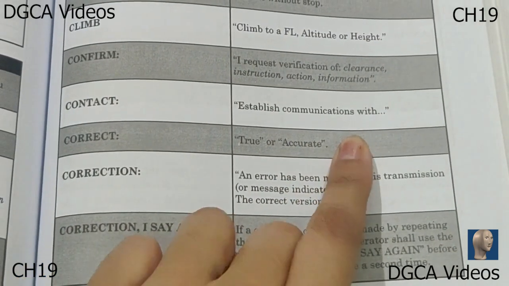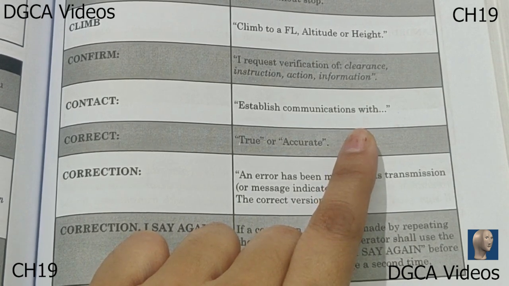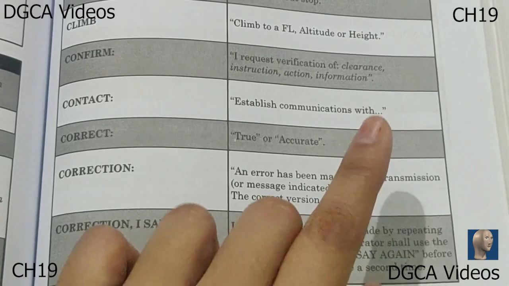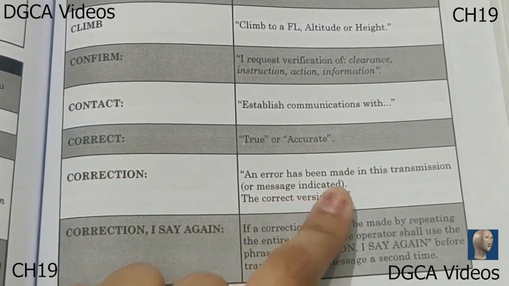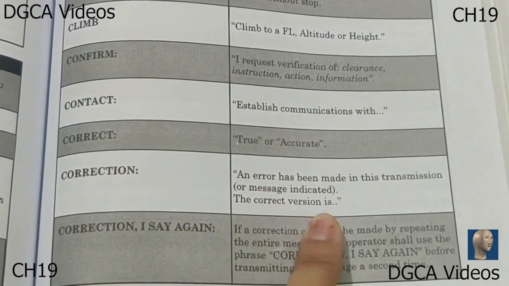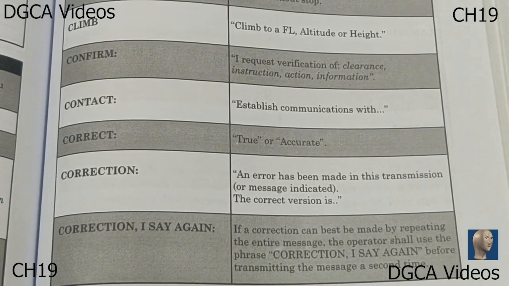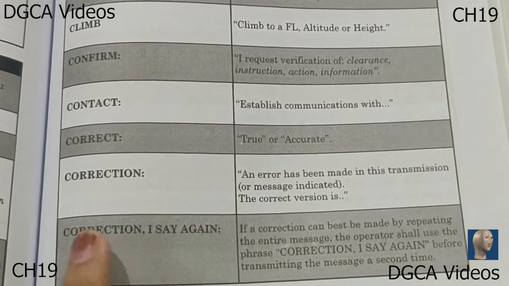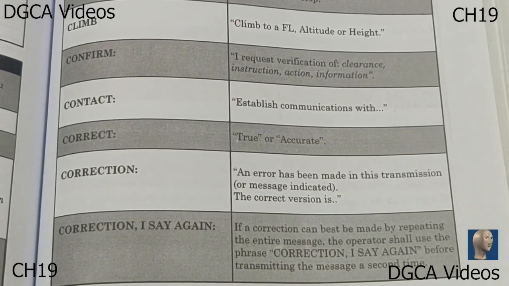It can be done with any ATS. So for example, if you are in contact with the tower and he asks you to contact the approach, then he'll be saying that you now contact approach. That means you have to establish communication with them. Correct, true, accurate. Correction, error has been made in this transmission, the correct version is. So if you have made any mistake in a previous transmission, then you have to say correction and then start your new call.